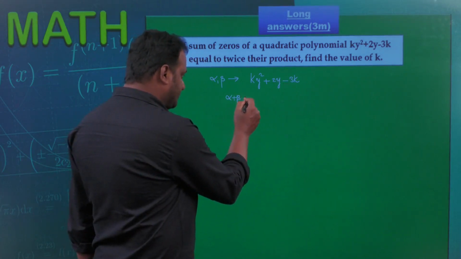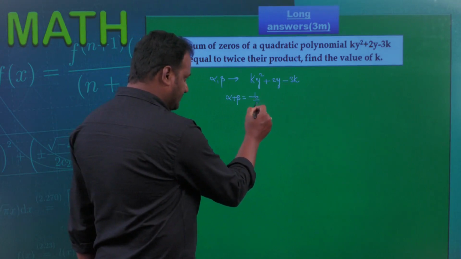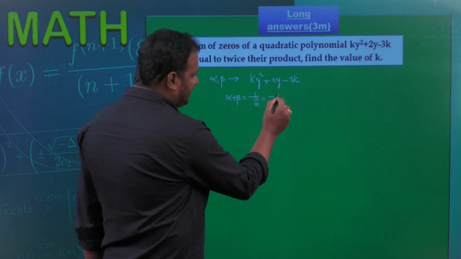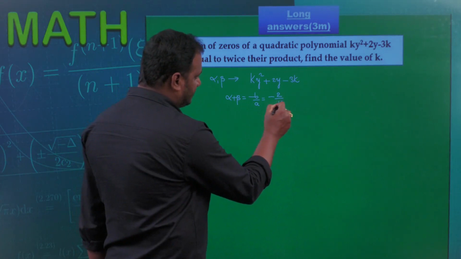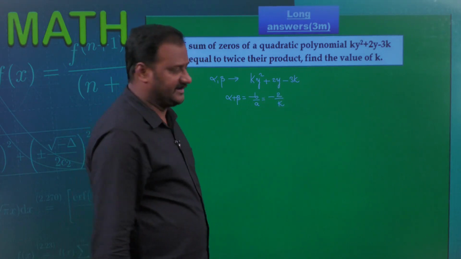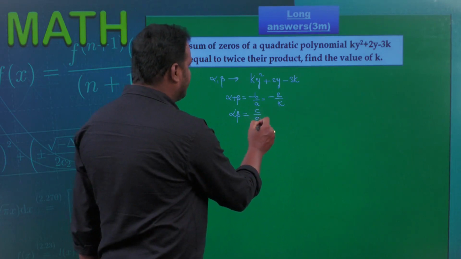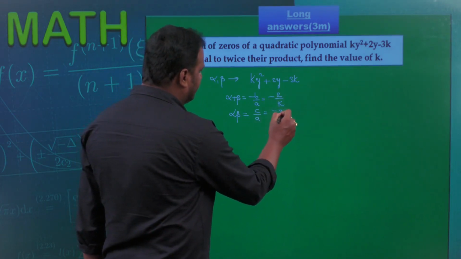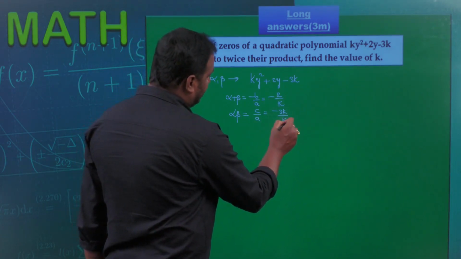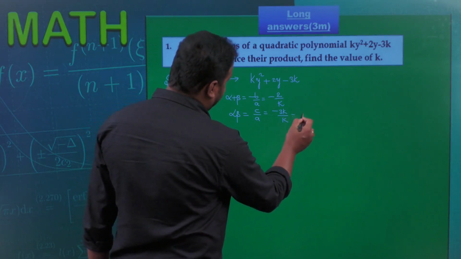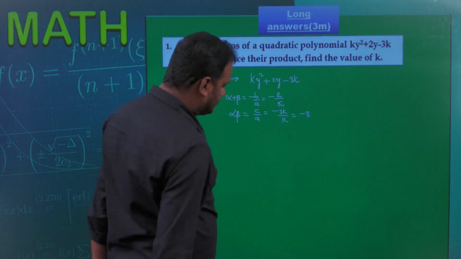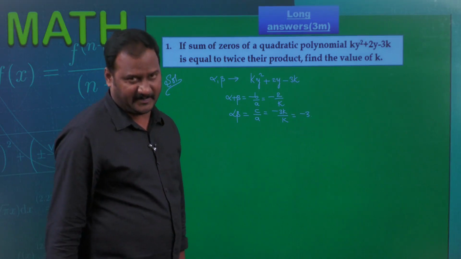Alpha plus beta is equal to minus b by a, which is equal to minus b, which is 2, divided by a, which is k. That is alpha plus beta. And what is alpha into beta? It is going to be c by a. So c is minus 3k divided by k. Of course k and k get cancelled, so it would be minus 3. So alpha into beta is equal to minus 3.